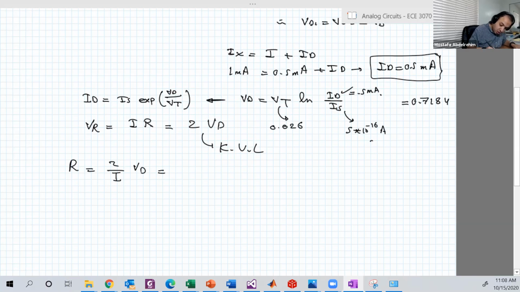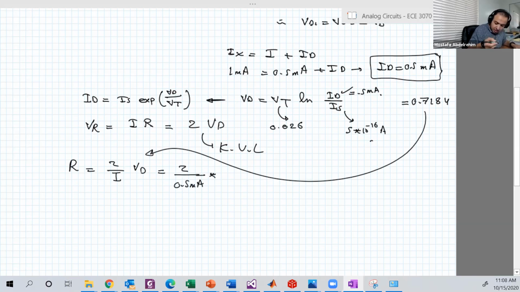Okay, so go back to the equation here. 2 and the I is 0.5 milliamperes. You should convert it or keep it, whatever, multiplied by 0.7184. If you convert this to amperes and make the multiplications, this would be 2073.62 ohms. Any question on that?